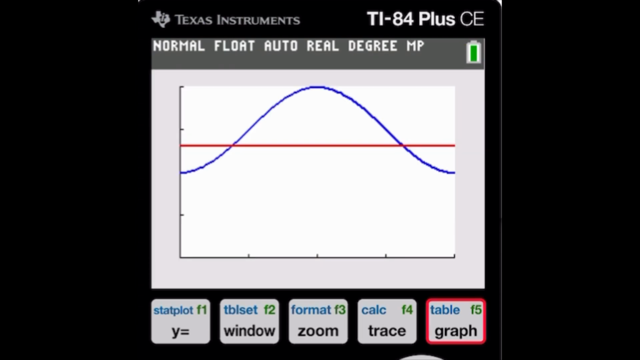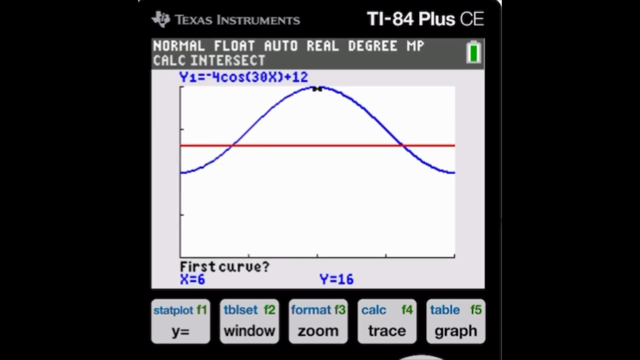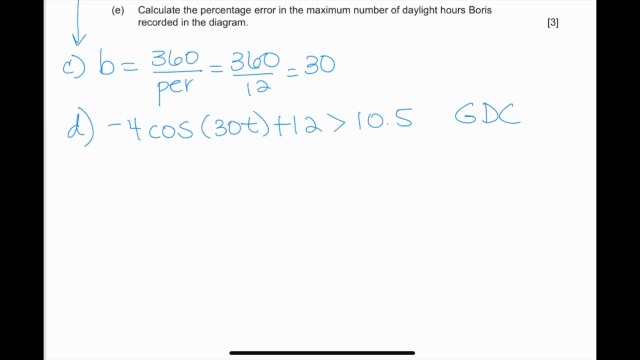Now, what we want to get from this graph are the 2 points of intersection. So you're going to go to second trace. You're going to go to option 5, which is intersect. Right now, I'm going to go with my left arrow close to the first intersection. I'm going to press enter 3 times, and then it's going to give me the point of intersection as 2.2658562. So I'm going to write that down on my answers.